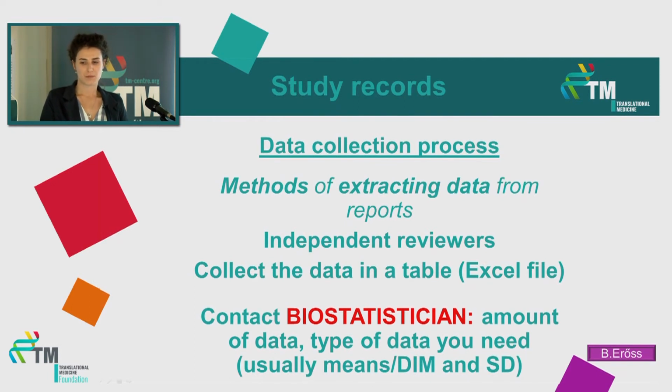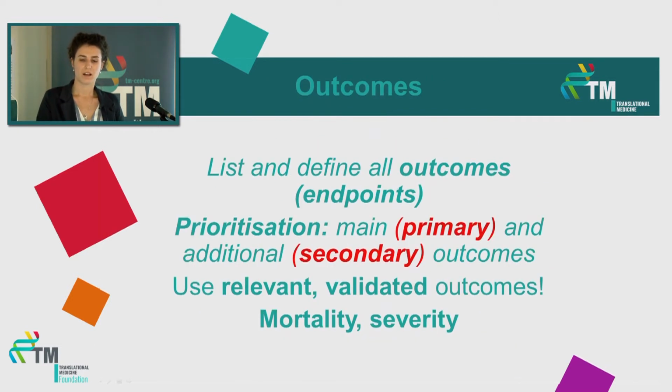The data collection process: Bálint Erős had a talk about that. Don't forget to contact your biostatisticians, because the type of data you need to collect is really important to discuss with the biostatistician. You can list two kinds of outcomes, primary and secondary. We suggest you have strong outcomes like mortality and severity as primary outcomes, because these are the outcomes other investigators probably look for, and if you don't mention them, you may lose interest in your publication.